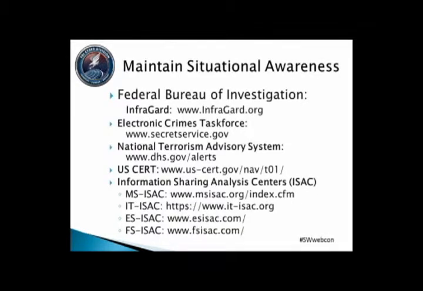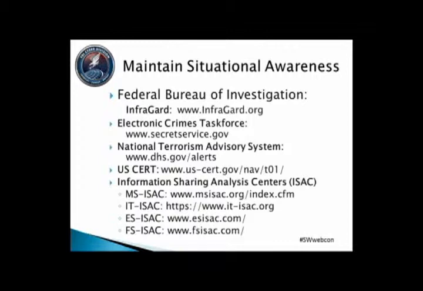Here's some sites to maintain awareness. The Secret Service has the Electronic Crime Task Force. DHS has the National Terrorism Advisory System. US-CERT, if you're getting more on the geek side, you probably want to get the US-CERT alerts. Drill down.